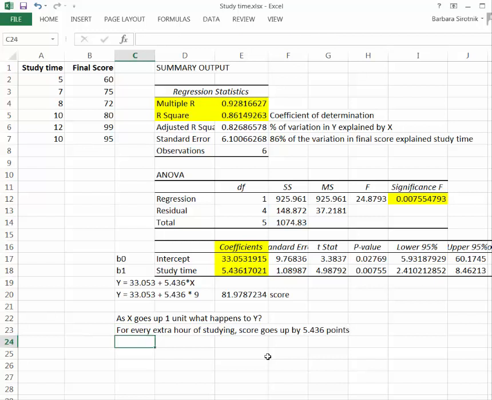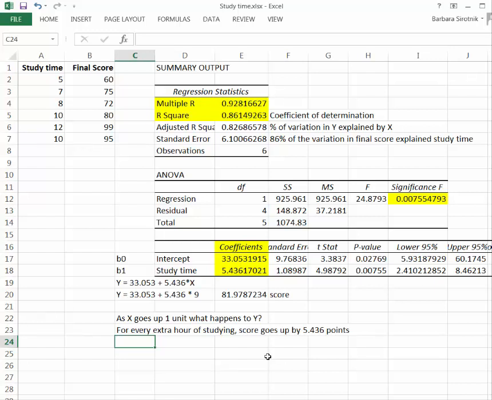So now you can do your strategic planning and say, gee, if I want to increase it from 9 hours to 10, how much will that on average increase my score? 5.436. That's important. What does the B0 mean, the intercept? Not much in practical terms. It means if you study not at all, your baseline grade is going to be 33.053. Of course, I don't think that's really too meaningful because none of you are going to study 0 hours, right?